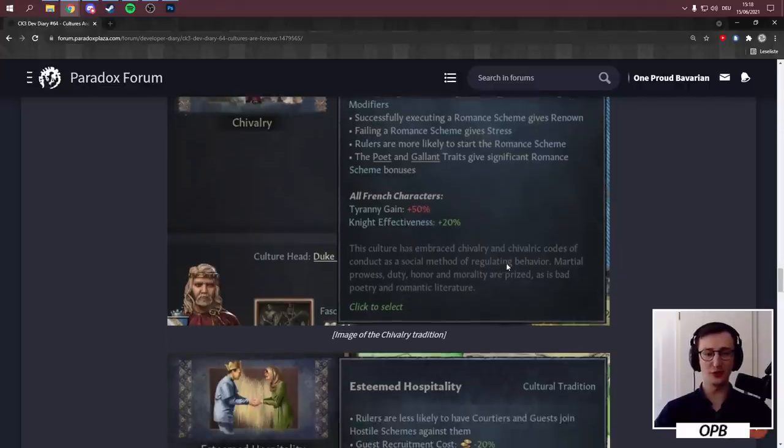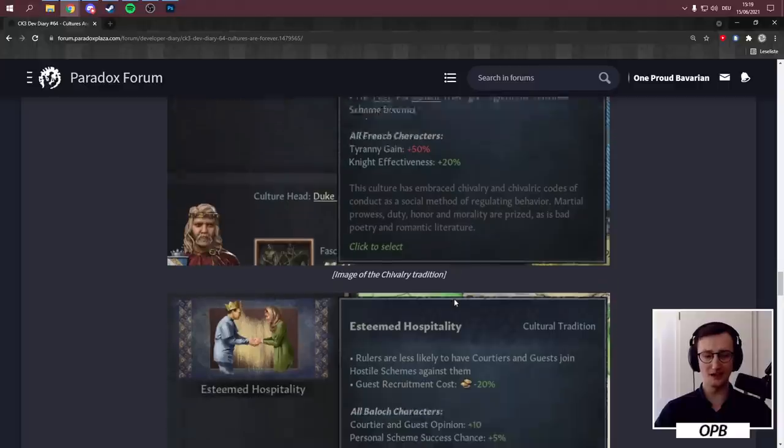This culture has embraced chivalry and chivalric codes of conduct as a social method of regulating behavior. That's a perfect description. That is exactly what I wanted to get at there with the cultural expectations. Martial prowess, duty, honor, and morality are prized, as is bad poetry and romantic literature.